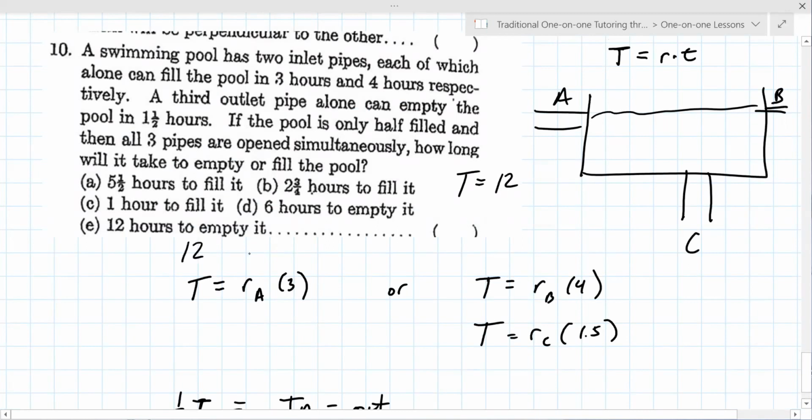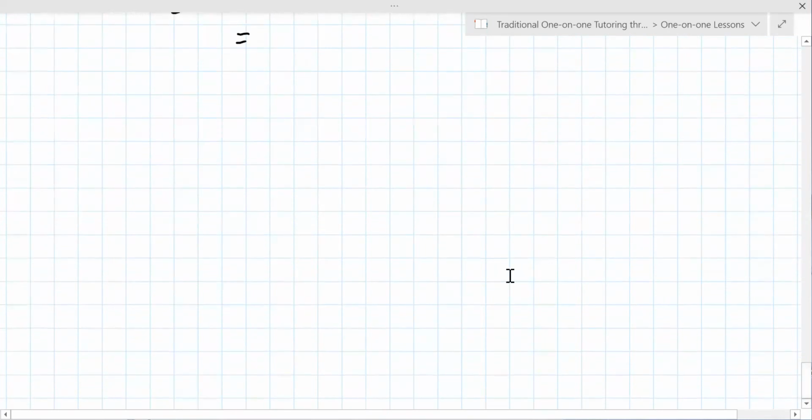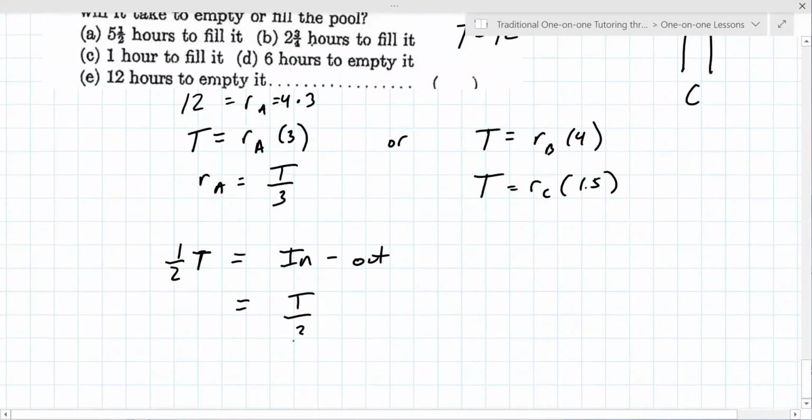So if T is 12, the rate A is 4, because 4 times 3 gets you there. So the rate A more generally is T divided by 3, and that's going in. So you have T over 3, and then plus T over 4, minus, because the one going out, T over 1.5. And this is equal to, we don't know, I guess.